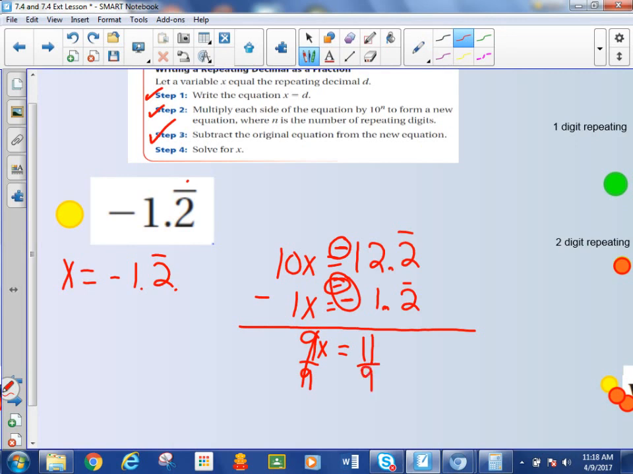So divide by 9. I can't leave it as 11 ninths. So 9 would go into 11 once, which puts me at 9. I have 2 left over, over 9, and then I have to remember it was originally negative. So my final answer is negative 1 and 2 ninths.